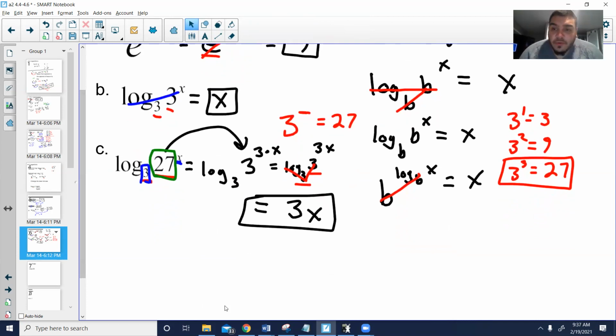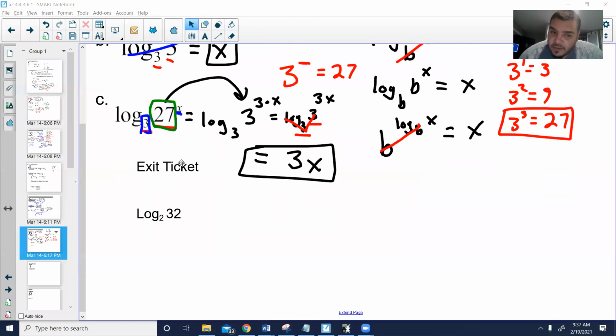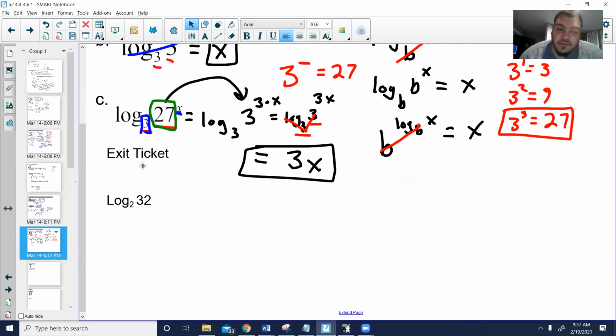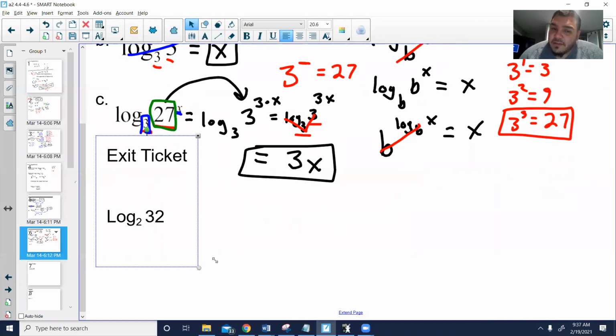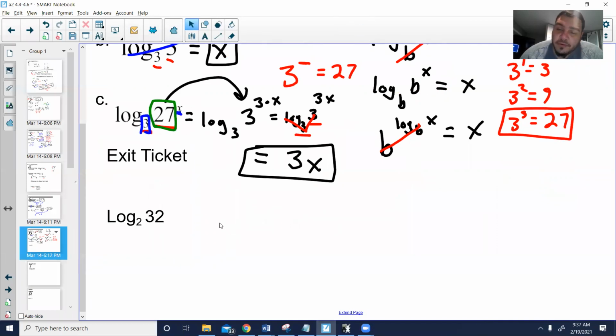Let's copy the one from the previous page. Next page. Okay, that's what I wanted to cover today. So I'm going to give you an exit ticket to make sure you actually learn something. And if you don't get the exit ticket right, that's okay. I will go over it.